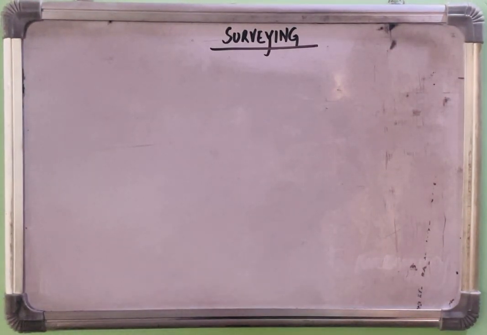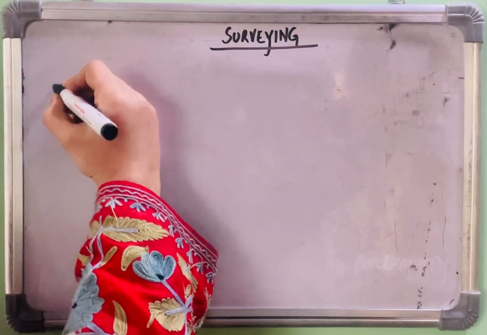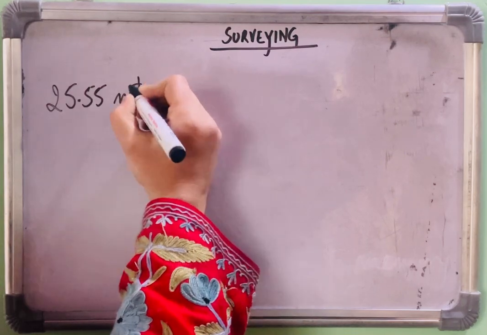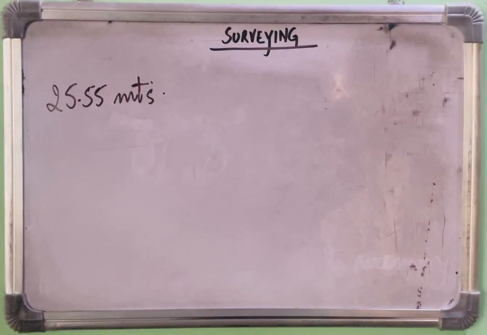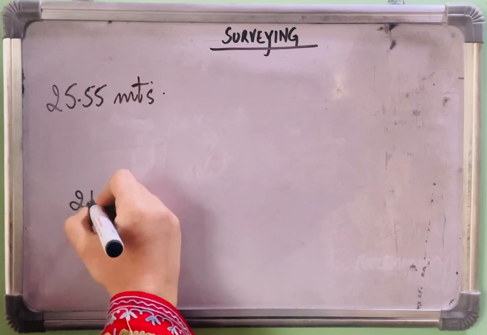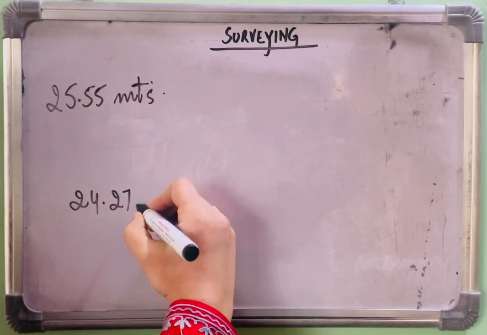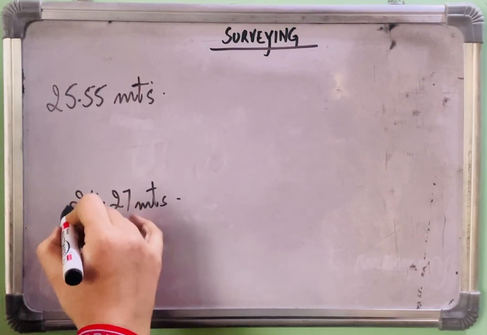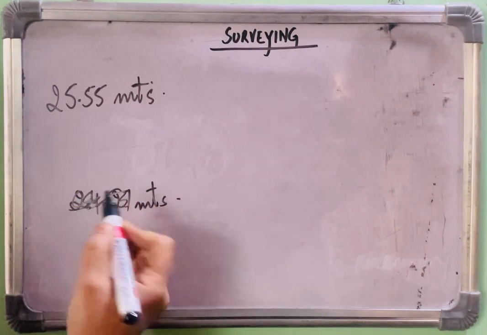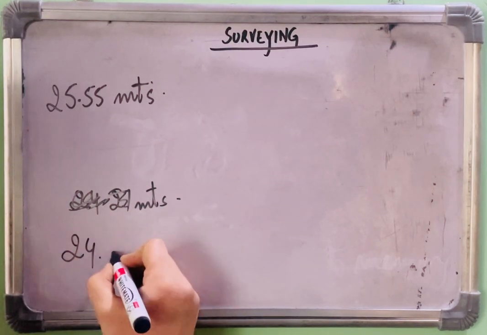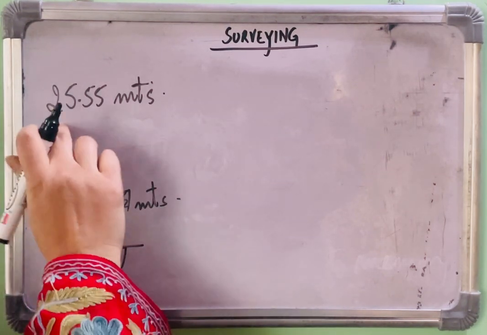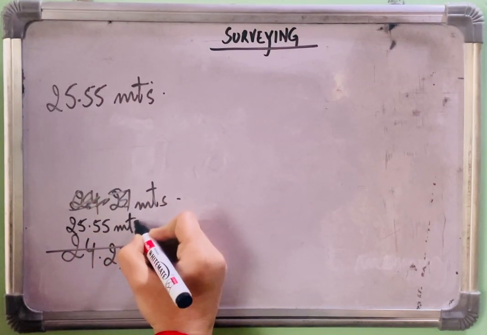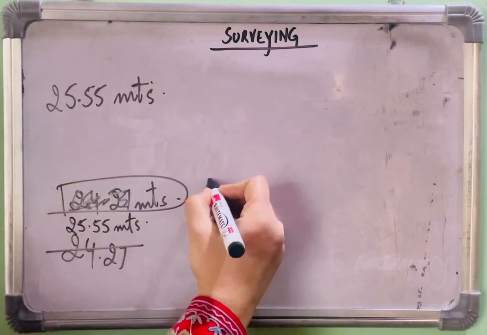For example, suppose we had to record a measurement of 25.55 meters in the field book, but by mistake we recorded a measurement of, say, 24.27 meters. The correct value must not be written by first rubbing out the wrong one. What we must do is cross out this measurement and write the correct value above it. That's the correct form of writing. No overwriting is permitted.